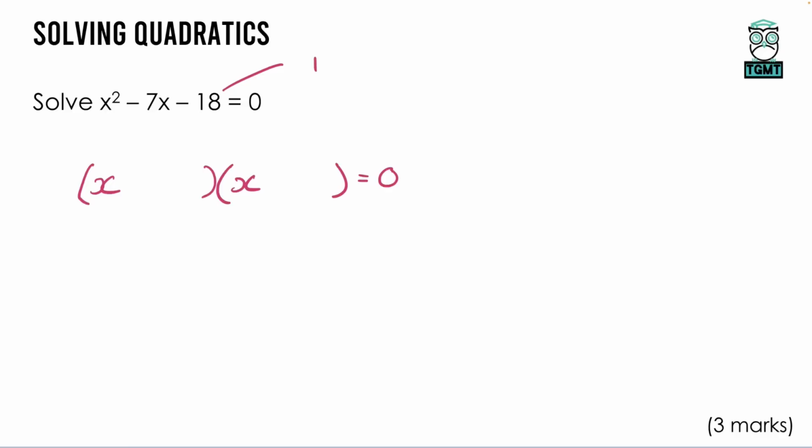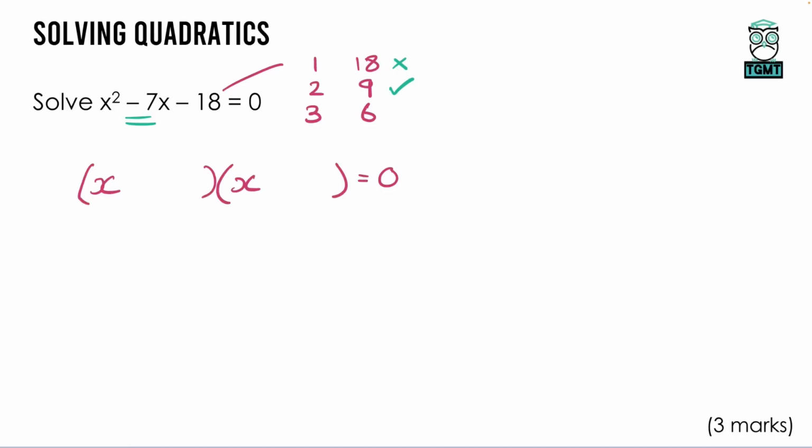So we have numbers to multiply to make 18. We have 1 times 18, 2 times 9, or 3 times 6. And in this case, we're looking to make -7. There's no way of getting to 7 or -7 using 1 and 18, so that we can't use. However, 2 and 9 have a nice link there. We can make 7 or -7 using 2 and 9. So we know it's going to be this pair here. But we need to get the symbols correct now.